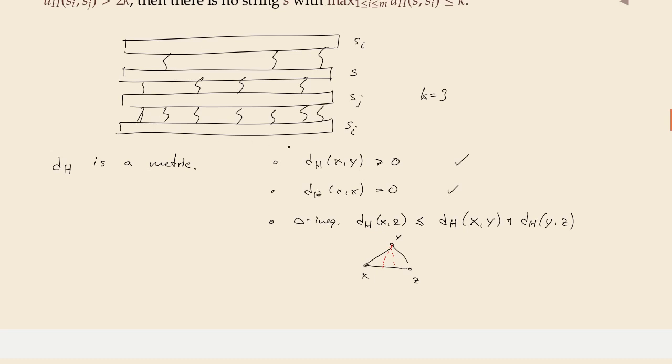So the number of mismatches between these two can never be more than the mismatches between those and those, because all columns where Si and S and Sj are the same. So if Si is the same as S and S is the same as Sj, then also Si and Sj must be the same. That's transitivity of equality. And then you just sum up. Shall I elaborate? I think it's trivial enough. So this is a metric, and that means the triangle inequality holds.